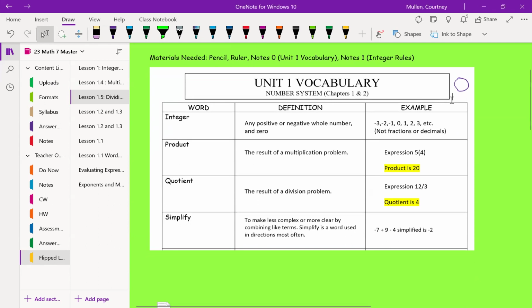The second vocabulary word is a direction word, simplify. When we simplify, we make an expression less complex or more clear by combining like terms. Like I mentioned, simplify is a word used in directions most often. So in the expression -7 plus 9 minus 4, if we simplify that and combine the like terms or the constants, we have -2. Pause the video and write down the definition and example for simplify on your note 0.